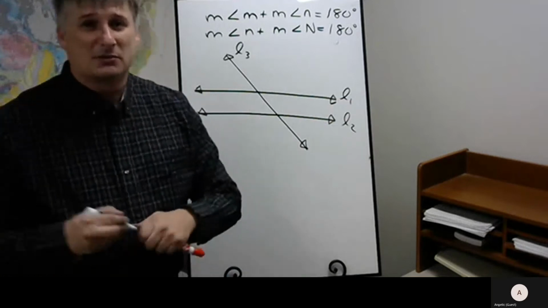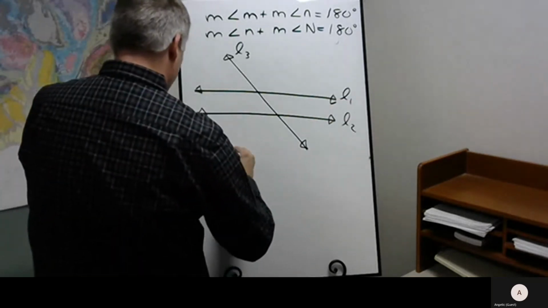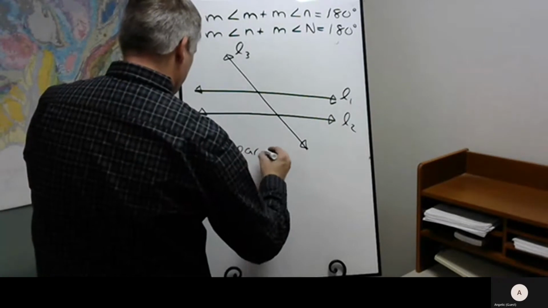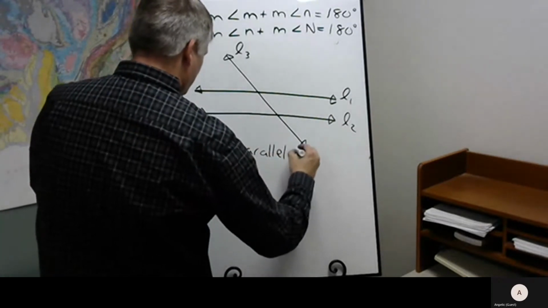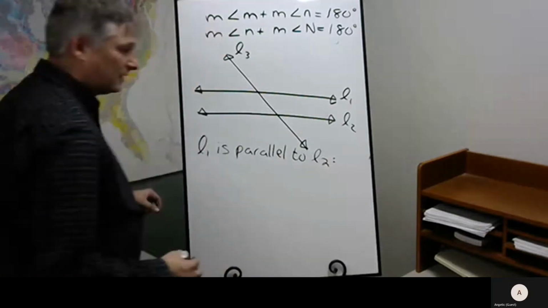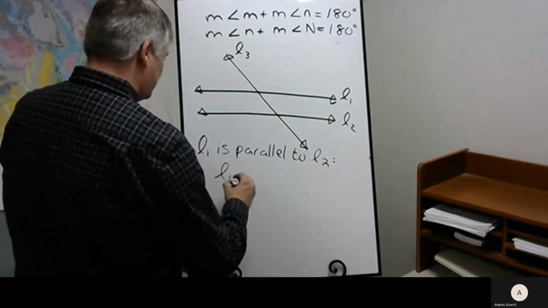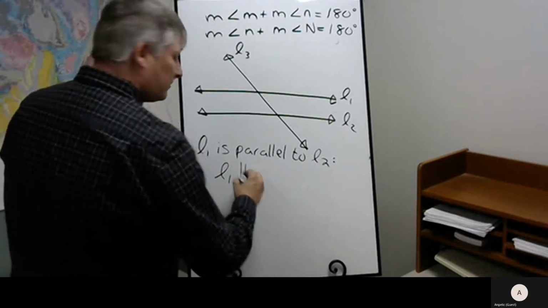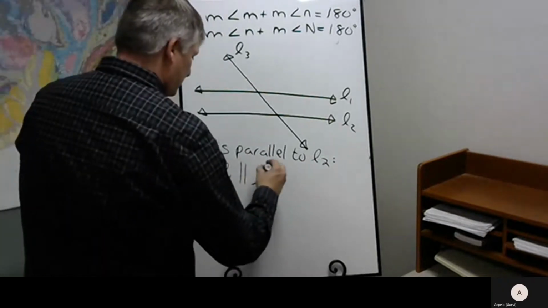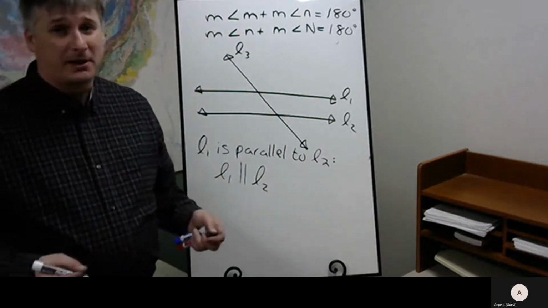And they usually say this using a symbol. The way they express this will be L1 and then two parallel lines, L2. That means L1 and L2 are parallel.